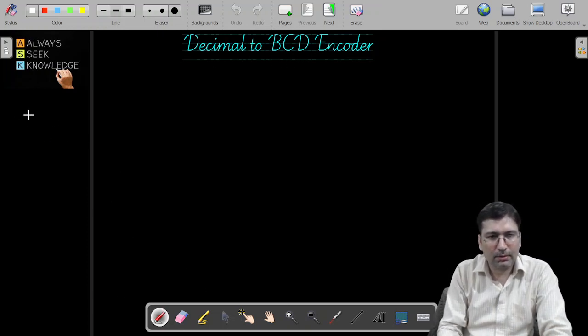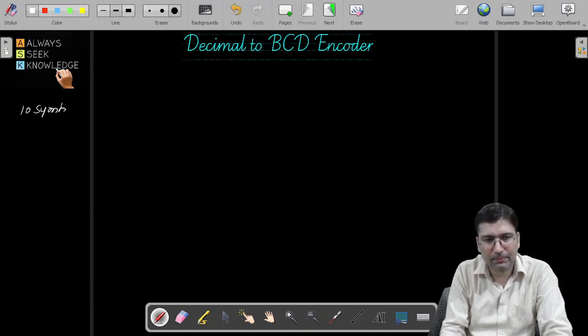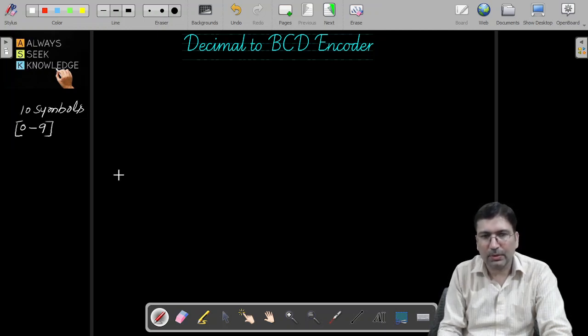You can recall that a number written in decimal uses 10 symbols to represent any number, only from 0 to 9. These symbols are allowed in decimal. All these symbols we convert into binary form. So if there are 10 symbols, we require at least 4 bits to convert, right?